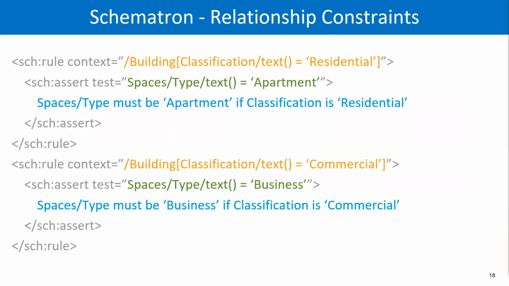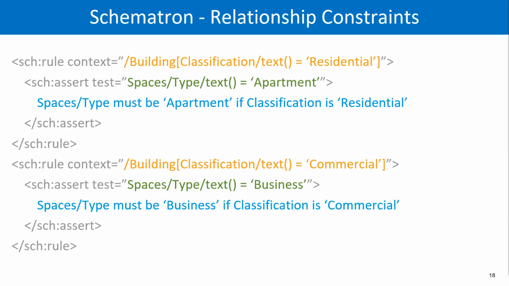So how do you do that? XPath, again. In the first SCH rule, our context is we're going to only select buildings where the classification text is residential. Then we're going to assert that the space type text is apartment. And then we're going to let them know, if that wasn't the case, that spaces/type must be apartment if classification is residential.